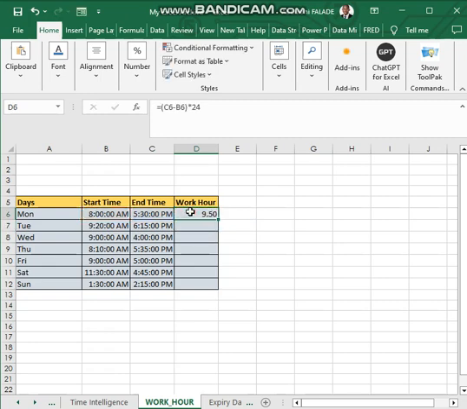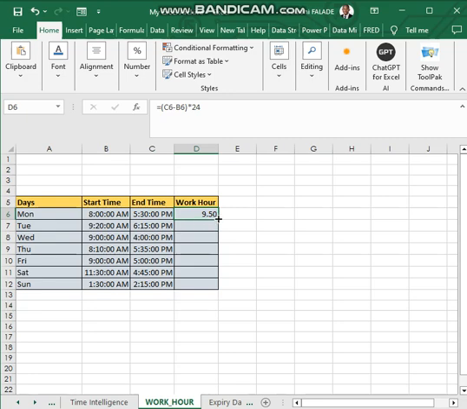So if a staff should clock in at 8 a.m. and should leave by 5:30 p.m., that means that staff has been able to work 9 hours 30 minutes. That's the 9.5. So the half there means half an hour. Because we computed it to 24 hours, half an hour will be 0.5, it should be 1/2. So that should be 9 hours 30 minutes. So that's the number of hours.